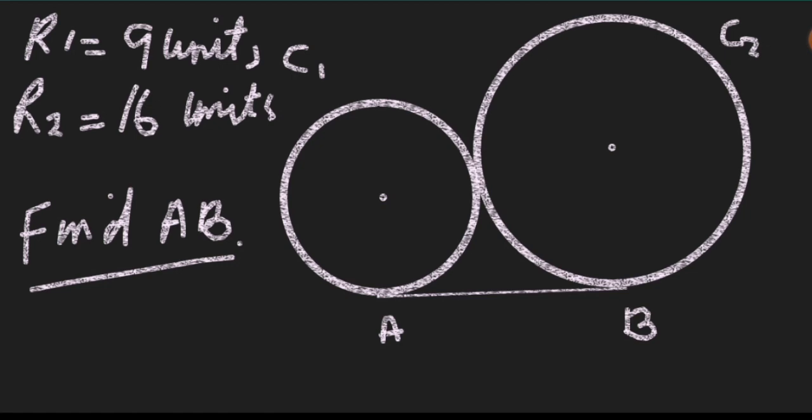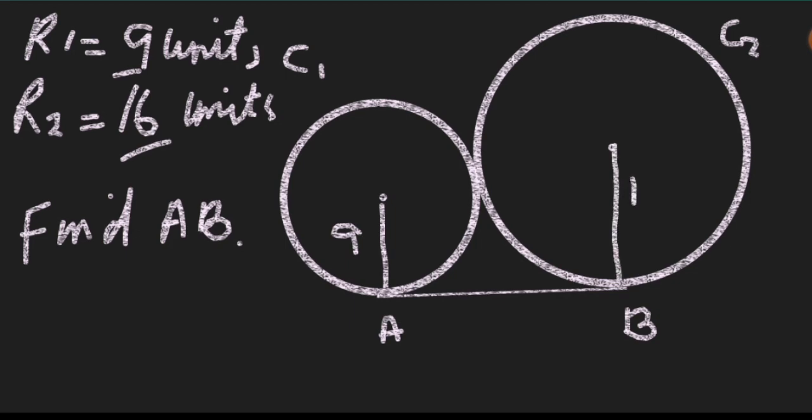The radius of one circle is given as 9 centimeter, and the radius of the other circle is 16 centimeter. Here the radius of the smaller circle is 9 units and the radius of the bigger circle is 16 units. Now we have to find out the length of the common tangent AB.